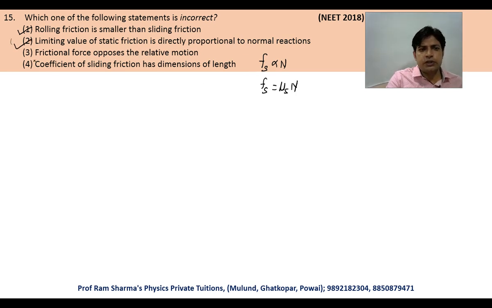Frictional force opposes relative motion. Yes. Coefficient of sliding friction has dimensions of length. That's not correct, because this is force and normal reaction is also a force. So coefficient of friction will be equal to force upon force, and that has no dimension, right?